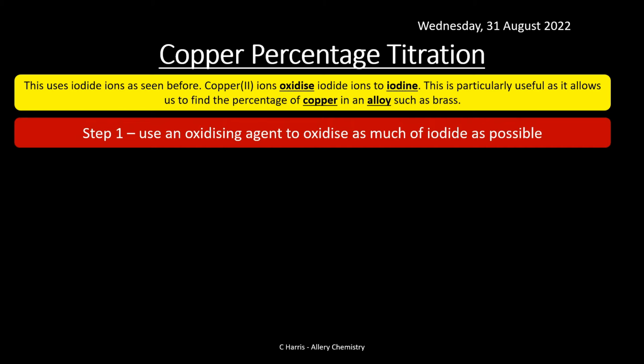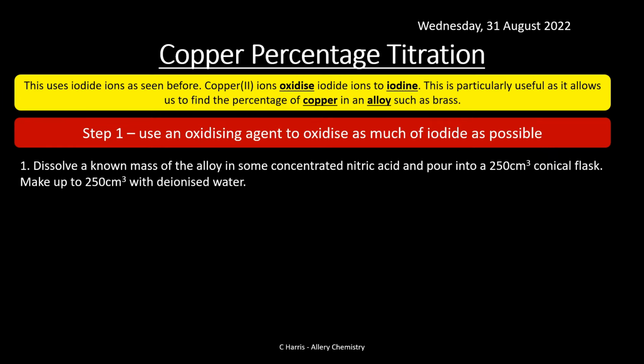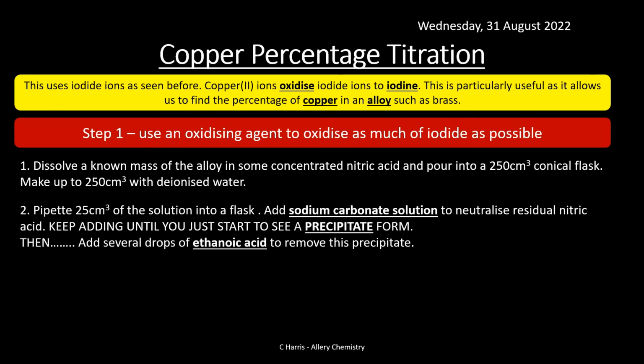So this one's a multi-step reaction. Step 1 is we use an oxidizing agent to oxidize as much of the iodide as possible. The first thing is we dissolve a known mass of the alloy in some concentrated nitric acid, pour it into a 250 cm3 flask, which is quite a big flask, and make it up to 250 cm3 with deionized water. Then we take 25 cm3 of the solution from that flask and put it into a conical flask.